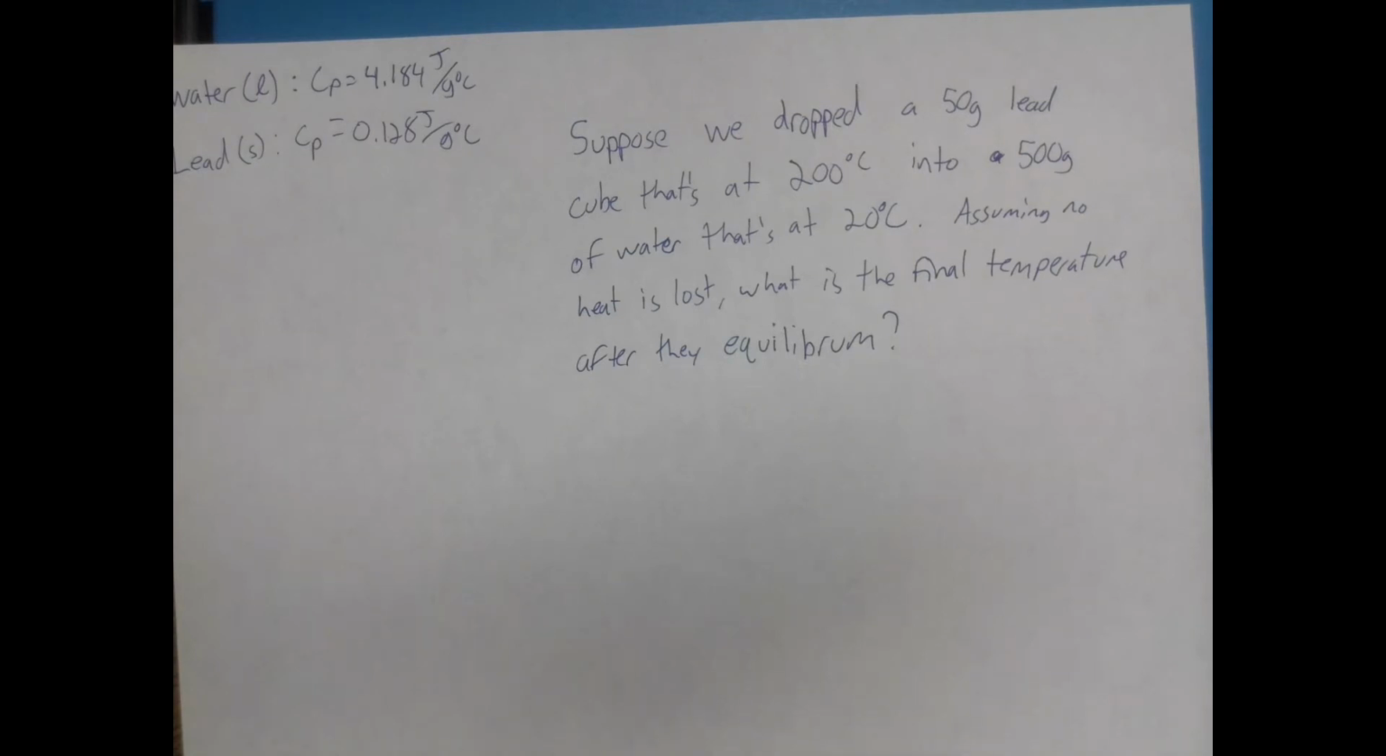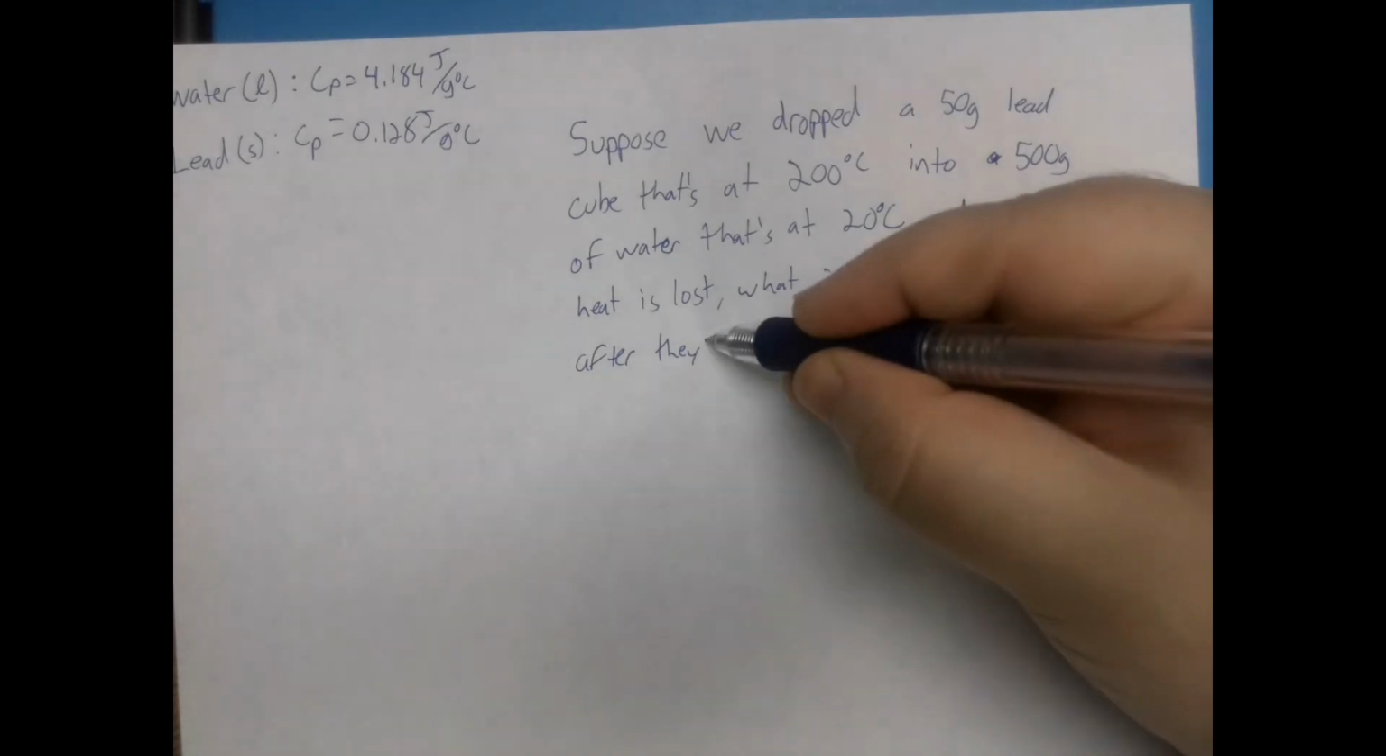Suppose we drop the 50-gram lead cube that's at 200 degrees Celsius into 500 grams of water. By the way, 500 grams of water is how much water is in a normal water bottle. That's at 20 degrees, so about room temperature. Assuming no heat is lost, what is the final temperature after they reach equilibrium?